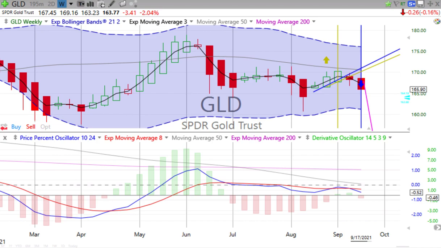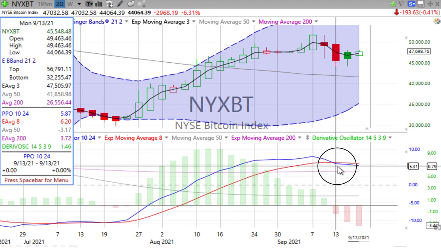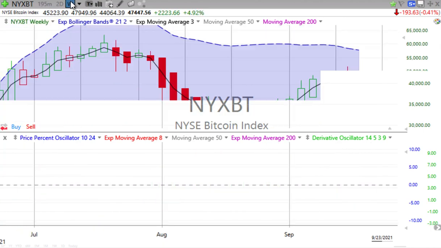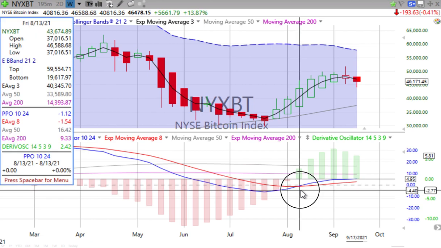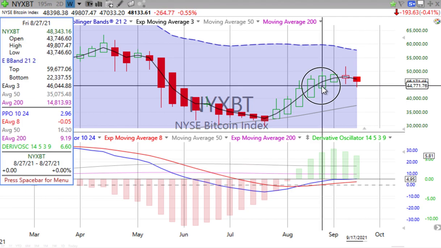Now we're going to go to Bitcoin, down 0.41%, a down week. We look back at Bitcoin and we can see when things go red, sometimes they go red a while. The price percent oscillator is still positive and flat, and the derivative oscillator is positive, losing downward momentum. But the 2-day is what took us out. And with that 2-day crossover going down, when you had that weekly vertical crossover, what was your jumping in point? Somewhere around the $43,000 mark. What was your high? Somewhere around the $49,000 mark.